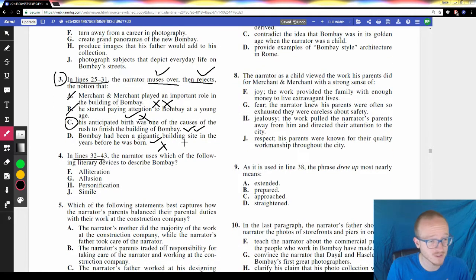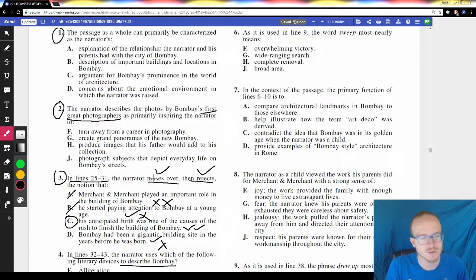So we're going to do the same thing with this other citation, 32 through 43. We're looking at literary devices. We know these are all literary devices, so I'm not going to use that as a distinguisher. But what is used to describe Bombay? So I'm looking at alliteration, allusion, personification, simile.